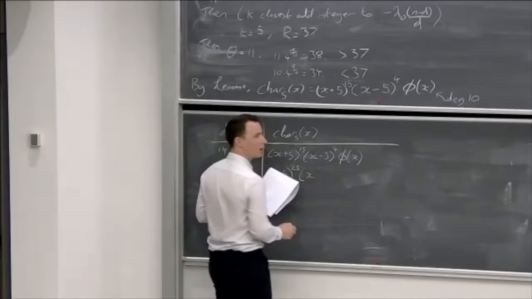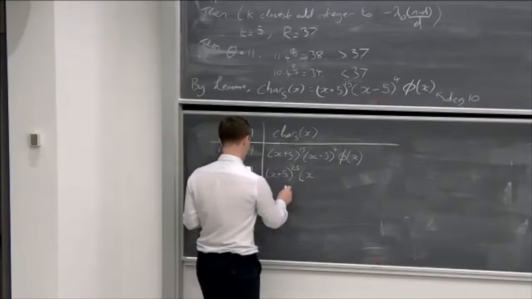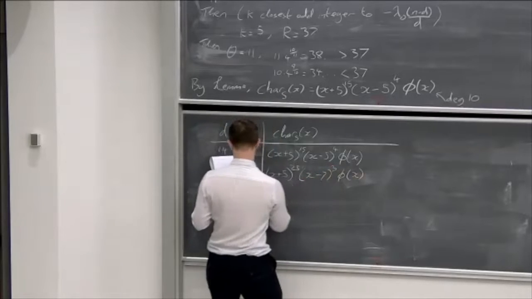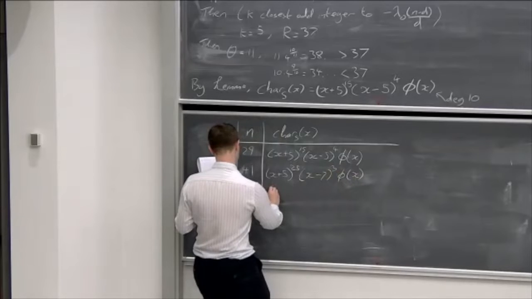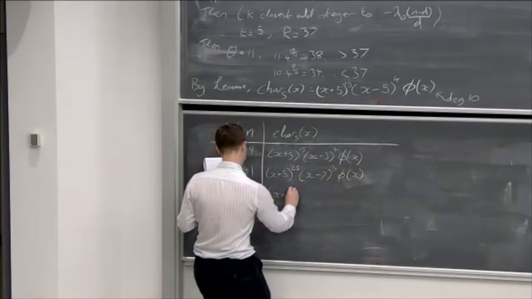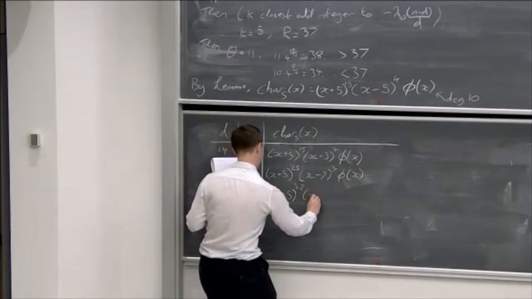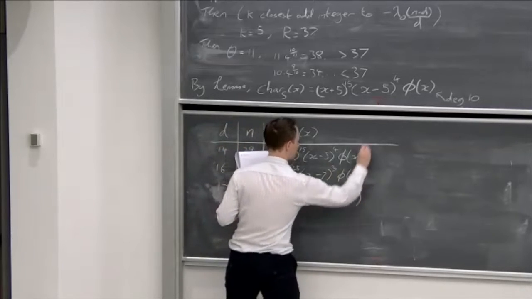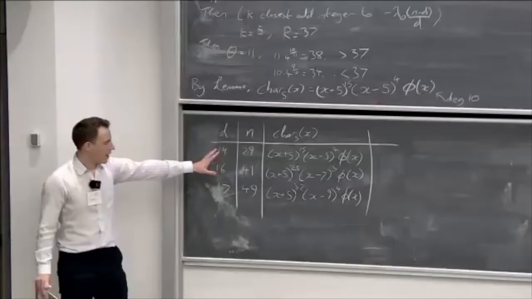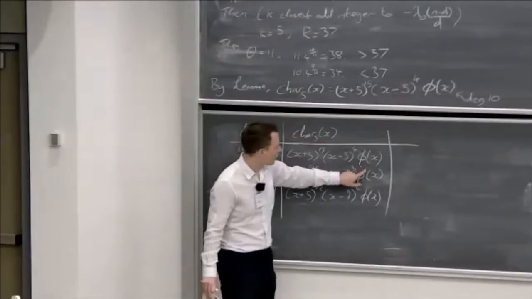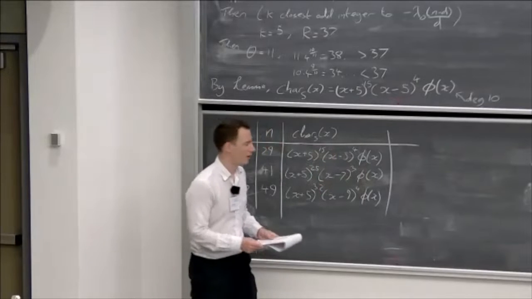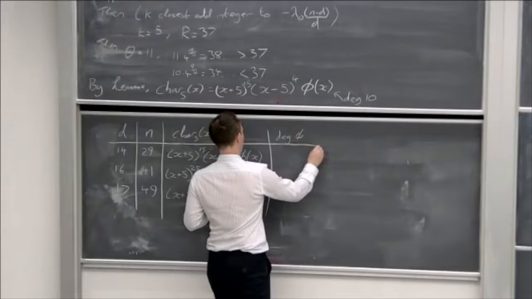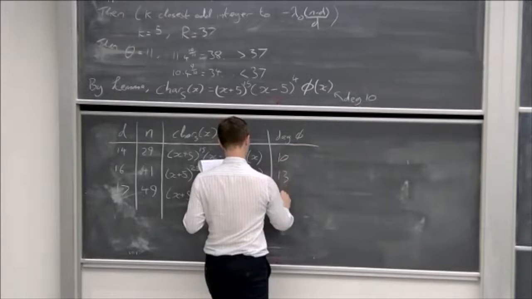For d = 16, we get this one. And for 17, we get this one, 32 x minus 9. And these factors. So after we've applied this lemma, the next thing we need to do is figure out possibilities for these factors. Okay, and now I'll just highlight the degree of these phi. We saw this is 10, this is 13, this is 13.